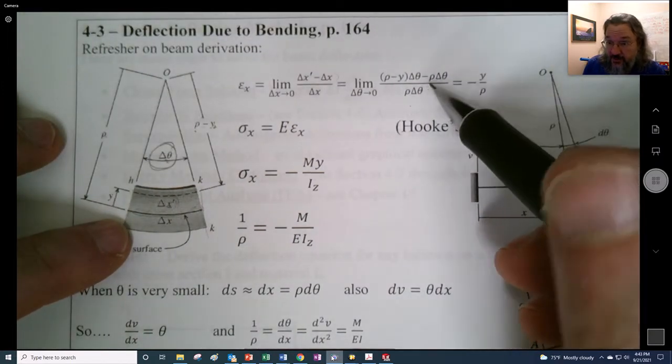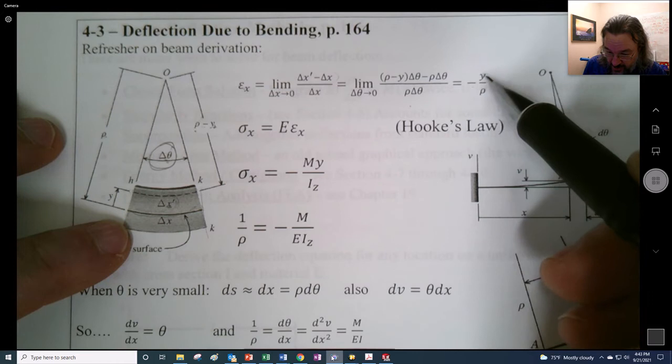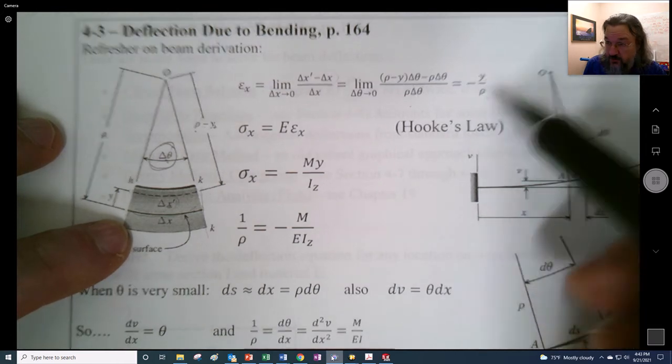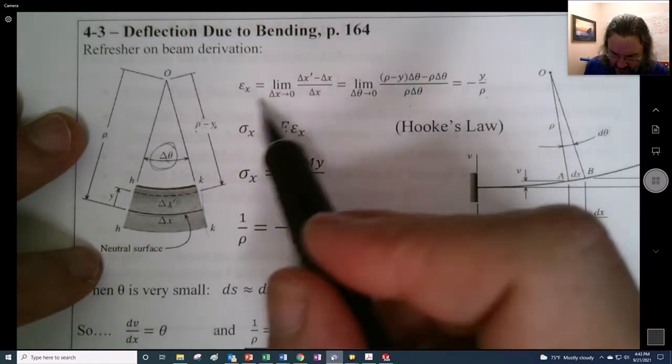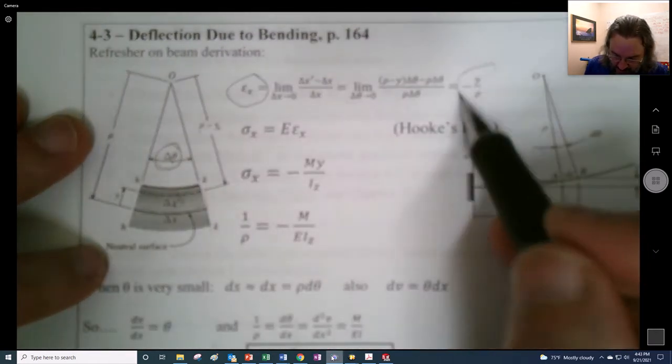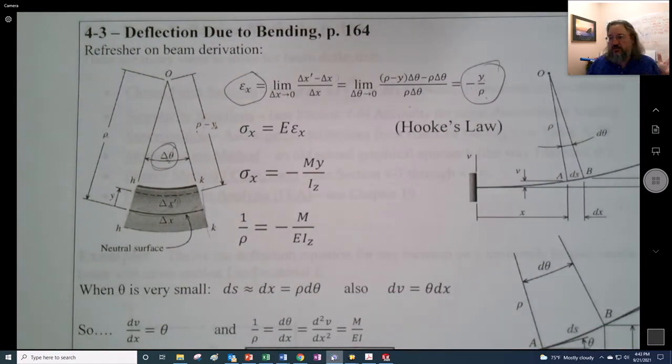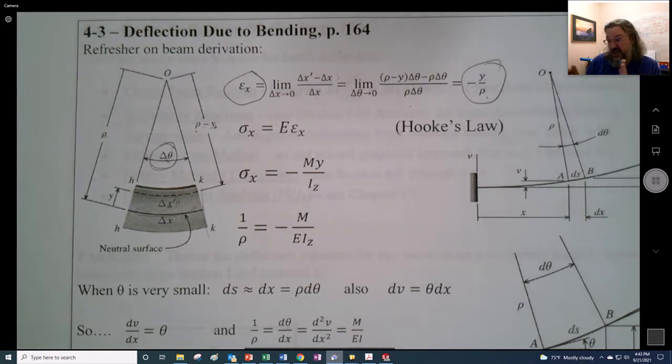So what we can find right there is that we're just left with negative y over rho. You can see how the logic of that works out. All right, so this is just a geometry statement. It's true because these lengths have to be the same, right?